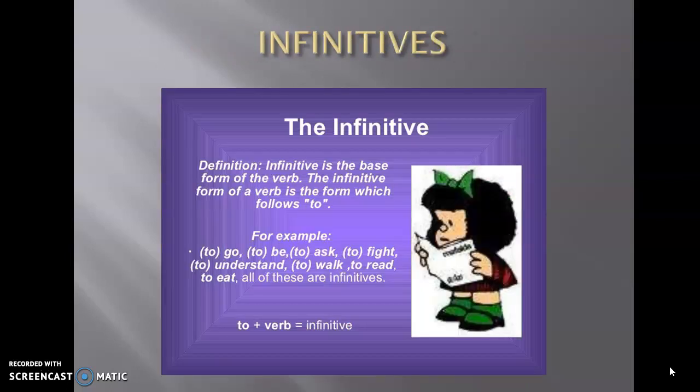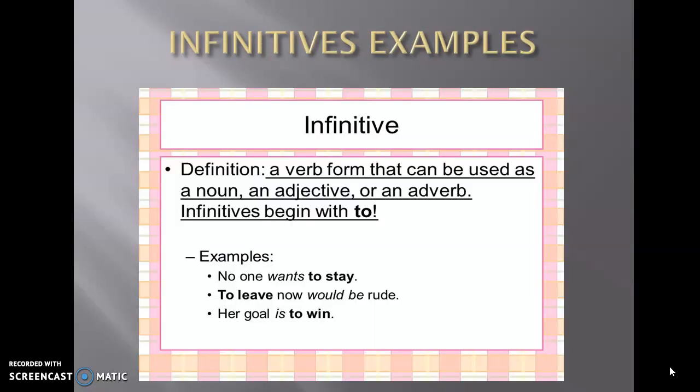Infinitives. An infinitive is the base form of a verb. First of all, base form means first form of verb, and infinitives always begin with to. So, the rule for an infinitive is to plus first form of verb, like to go, to ask, to fight, to walk. So, to plus first form of verb is an infinitive.